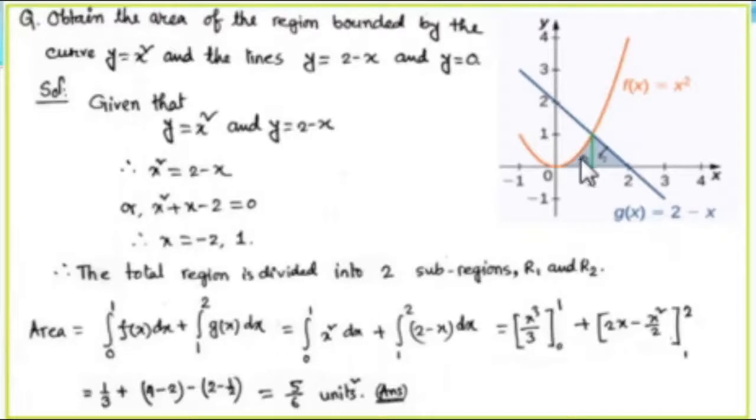For r1 there is a function f of x. For r2 there is another function g of x, which is 2 minus x. Just দুই ভাগে ভাগ করে এরিয়াটুকু কমপ্লিট করবে. ফার্স্ট ওয়ানের জন্য ইন্টিগ্রেশন করবে, সেকেন্ড ওয়ানের জন্য ইন্টিগ্রেশন করবে, and you will get the result.